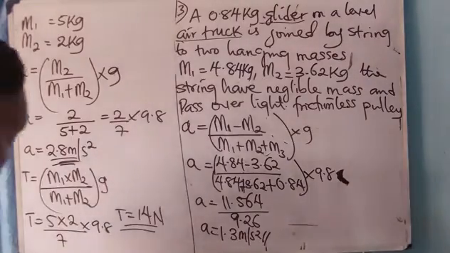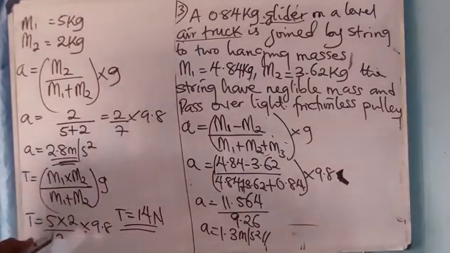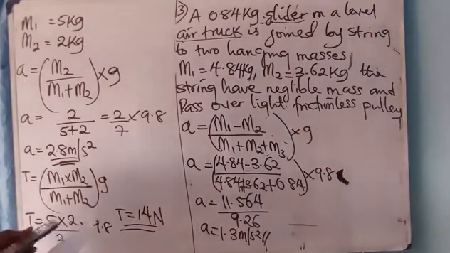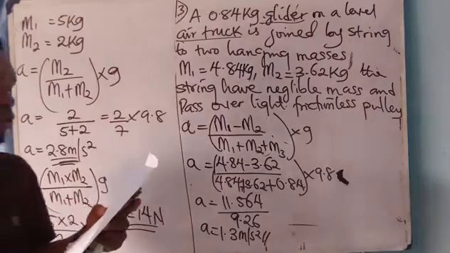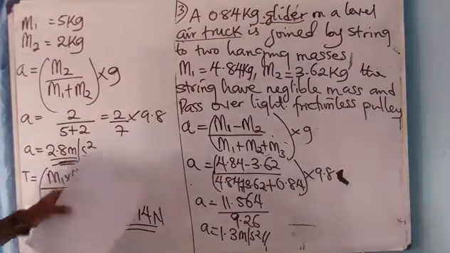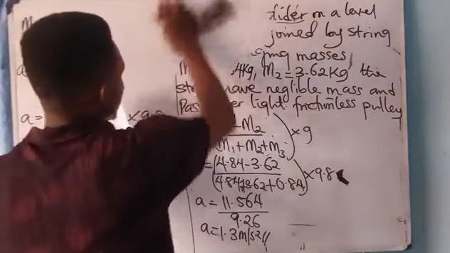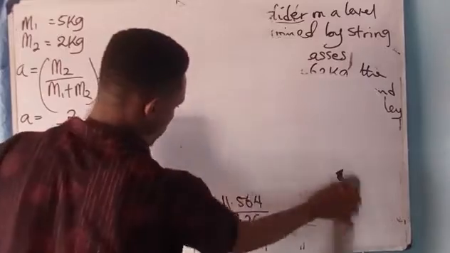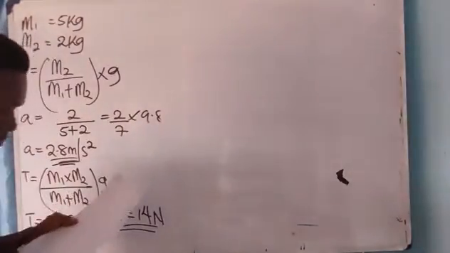Let's solve another question. All right, I said M1 is 5 kg, M2 is 2 kg. The keyword there is air truck glider. If an air truck glider of mass 5 kg is connected to a mass of 2 kg, calculate the acceleration of the glider, which is this. The tension is of course this. Now the next question, I'm going to be reading it. Next question goes like this.